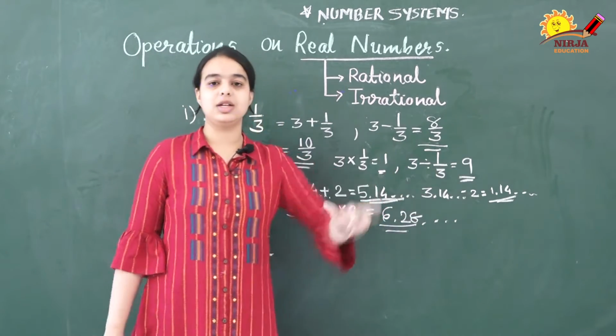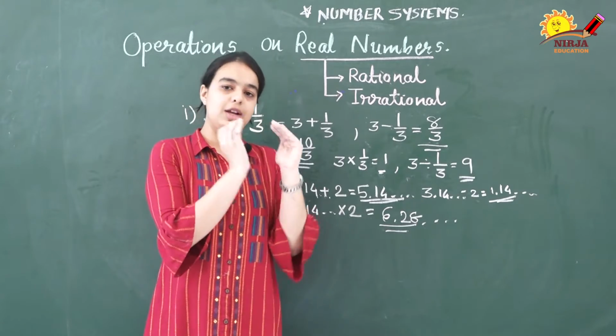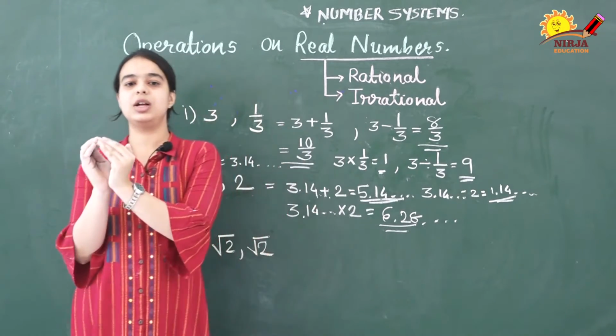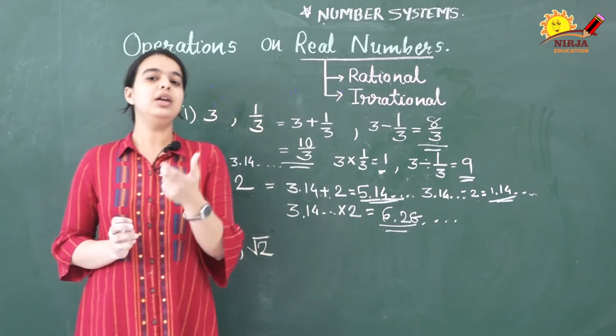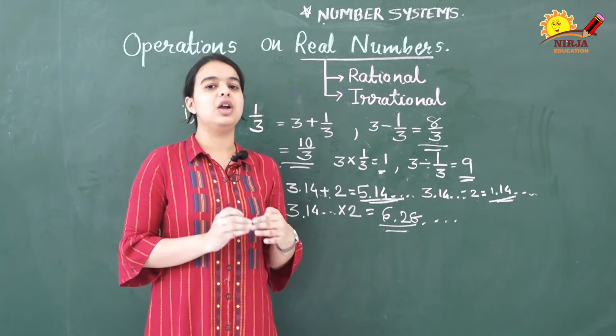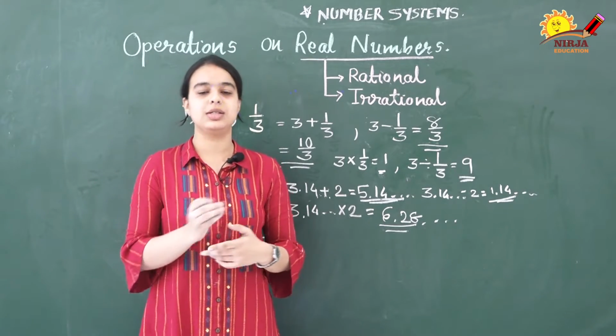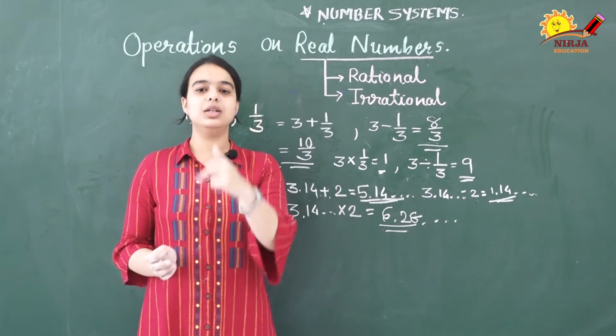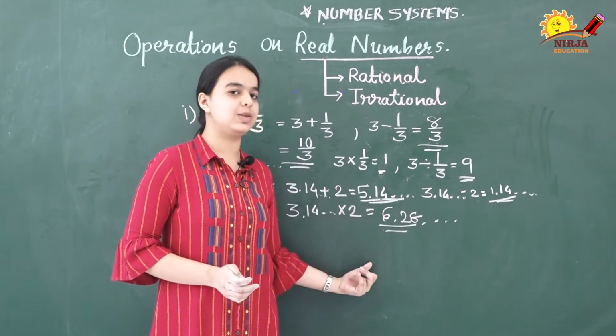always an irrational number. If you take one rational number and one irrational number and you perform various kinds of operations such as addition, subtraction, multiplication, the result will always be an irrational number.